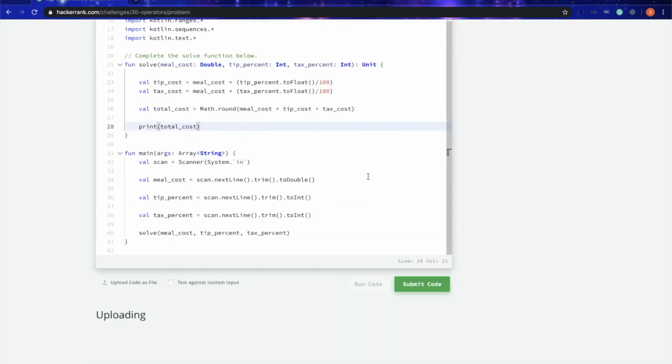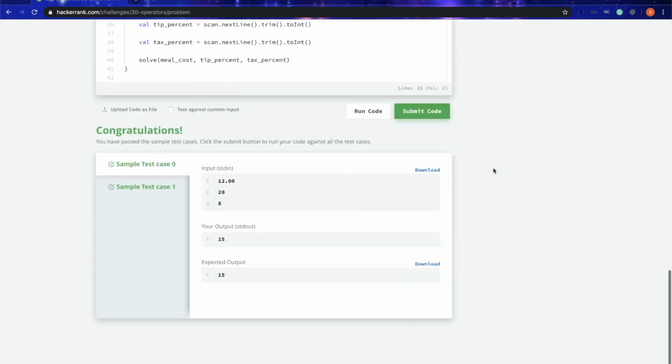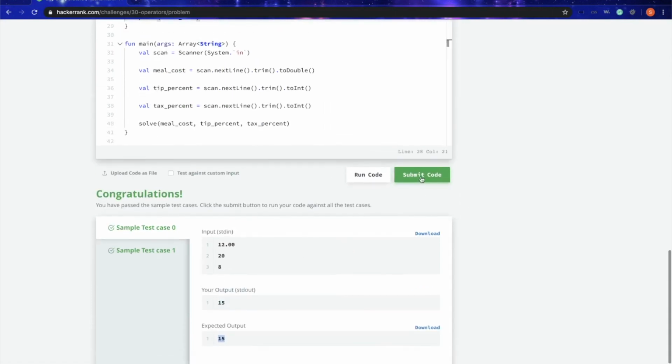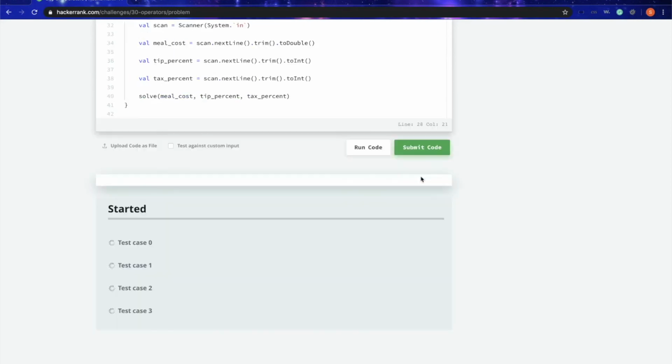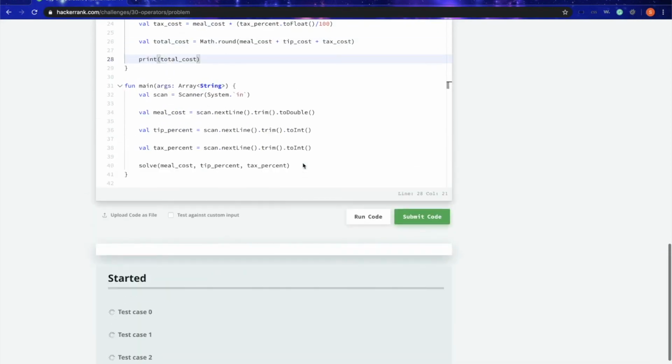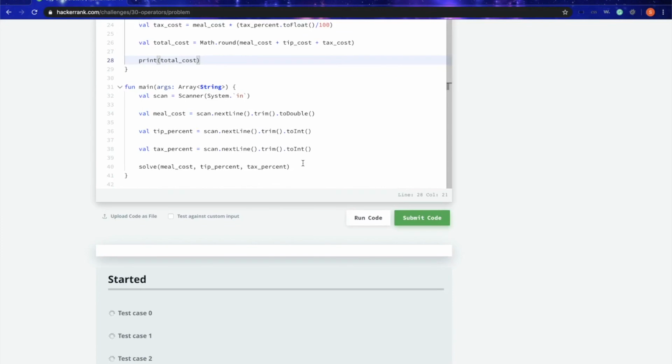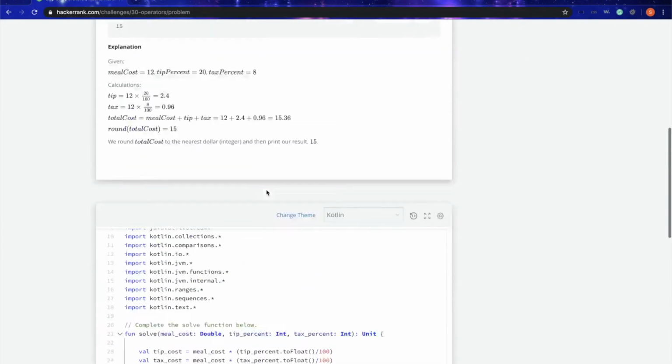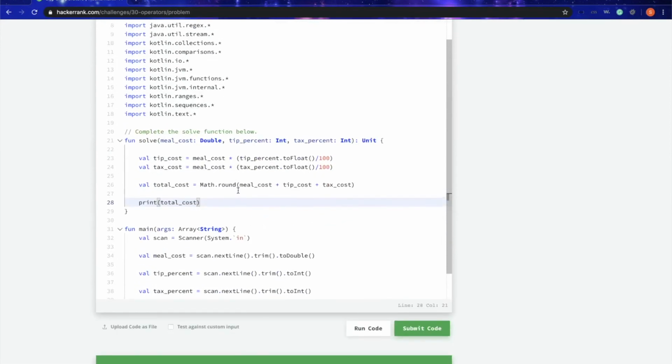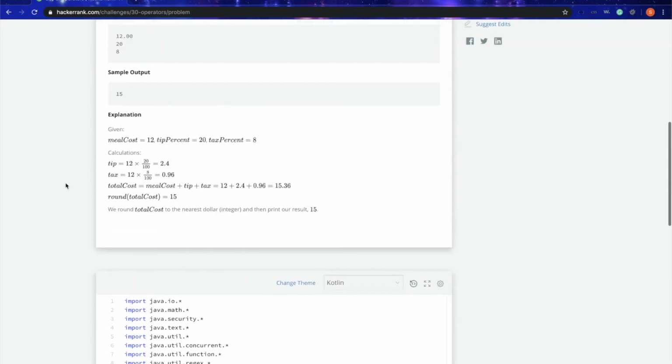Let's try to run this. There you go, first output is 15, as expected. Let's just submit it. That's it. Congratulations. So that's pretty much it for the day 2 challenge.